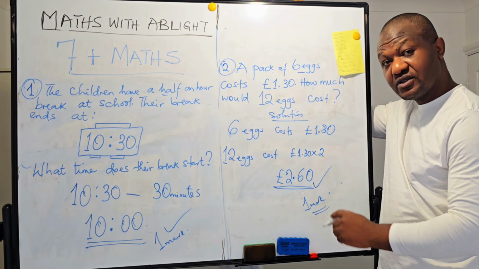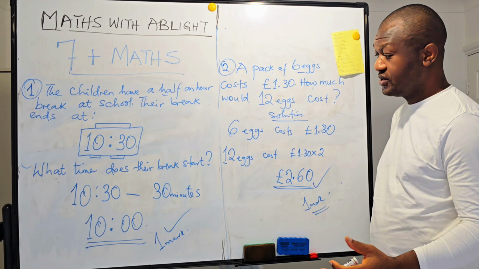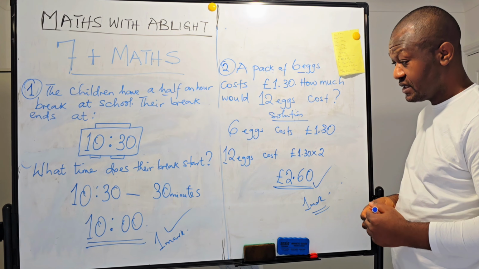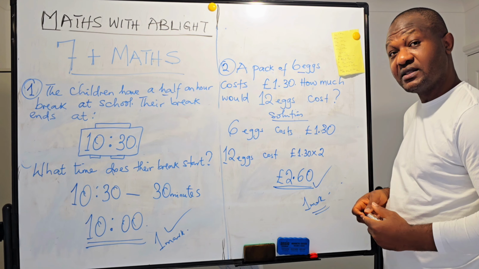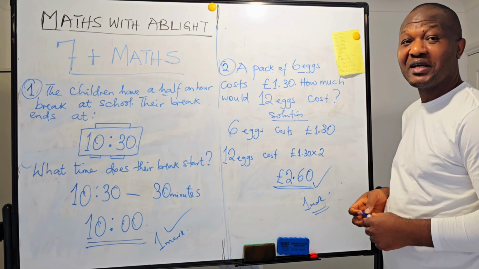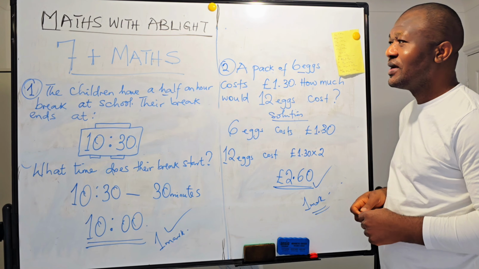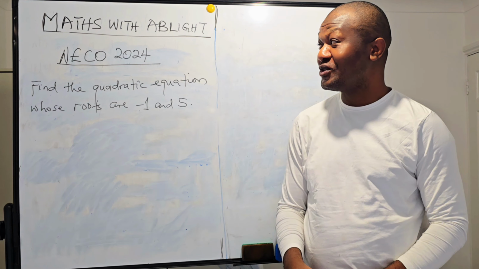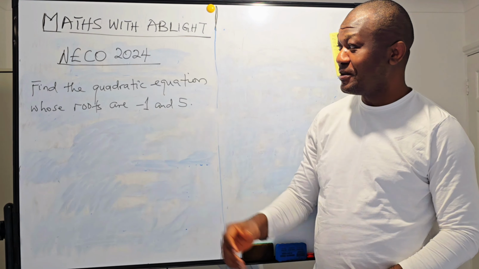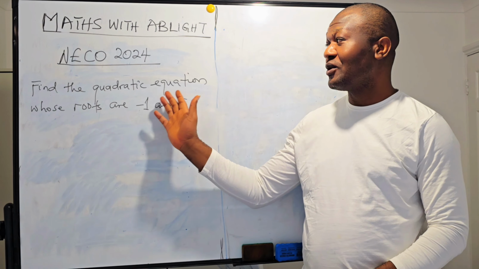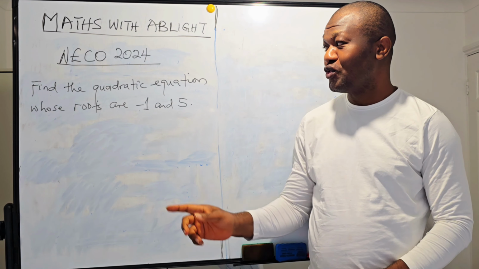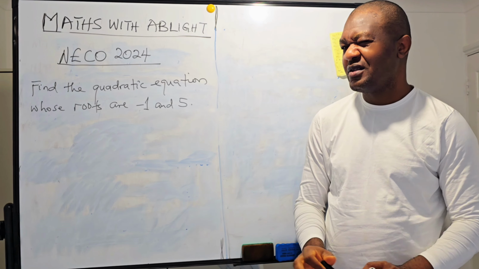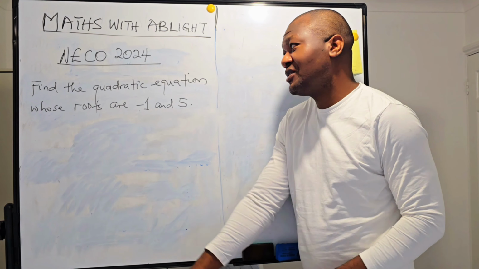In the next class, we shall be taking more examples, and then we keep working them out until we get used to these things, and then gradually we see ourselves chewing all the mathematics questions we'll see in our exam. Today I have gone to take a NECO question just last year, 2024, and the question is simple. It says find the quadratic equation whose roots are -1 and 5. This is simple. It looks difficult, but it's simple.